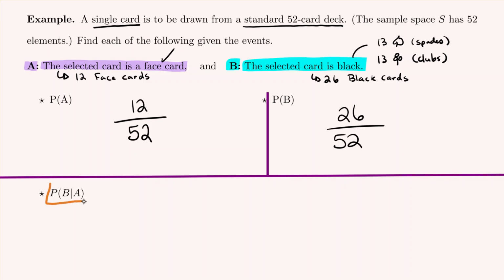Now, looking at this notation, how would we phrase it? We always read the P as the probability that this occurs. And what is this? It's the probability that B occurs given A has already occurred. So the idea is we've been given extra information. We know A has already occurred. A, which is selecting a face card.